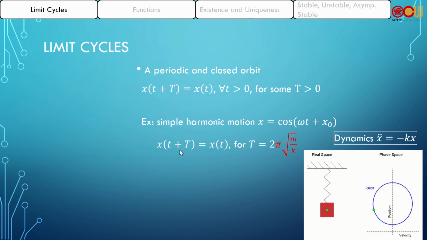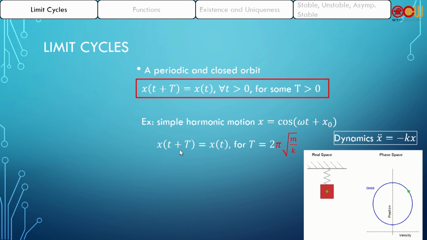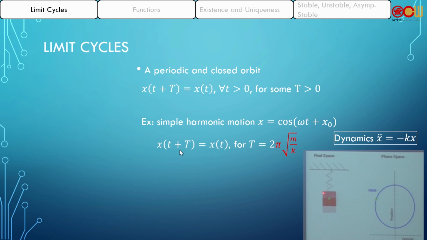So for limit cycle, I believe you have seen this kind of system before. So the definition for a limit cycle is x(t plus capital T) equals x(t). This capital T is a positive constant. It's a time which is positive, for some capital T. Okay. So this capital T, you can consider as a period, 周期. So after a period capital T, the state will repeat.